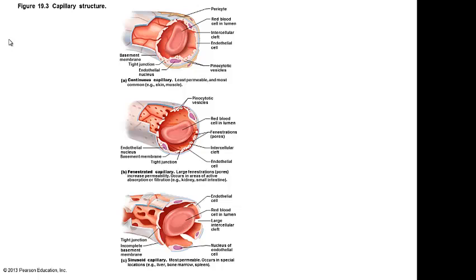Absolute mess. Big, huge holes. What's this for? Sinusoid, sinuses. Big, huge what? Spaces. Sinusoidal capillaries are in places where big, huge things have to pass. Well, where might that be? Bone marrow. Yeah, and what are we talking about?